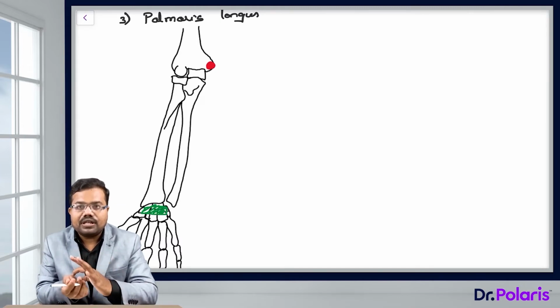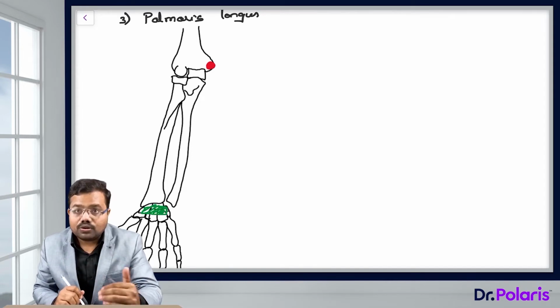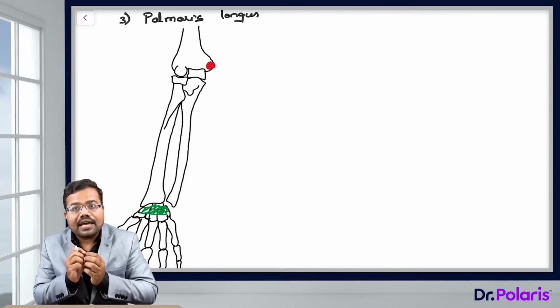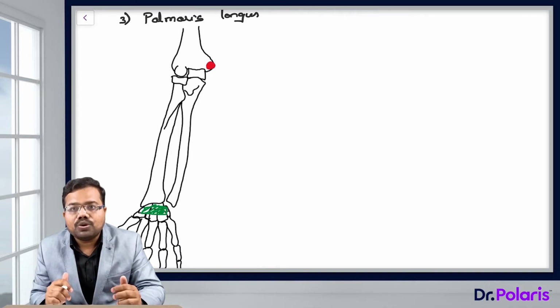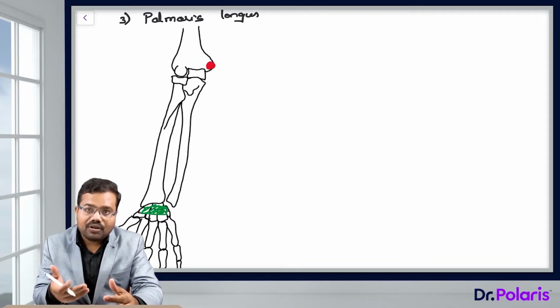It's actually a thickened deep fascia at the level of the wrist joint. Now over it, superficial to it, the tendon will be passing and enters into the palm, where it expands as an aponeurosis called the palmar aponeurosis, which is actually a modification of deep fascia again within the hand.